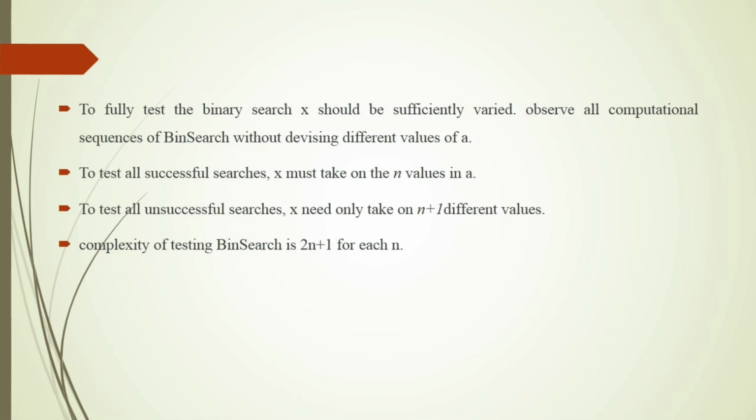For example, we should try with a value of x which is lesser than the first element, a value which is between first element and second element, like that, or a value which is larger than the last element. So like this we need to change different values of x. So n plus 1 different values to find out for the unsuccessful search. So totally we can say that the complexity of testing this binary search function is n plus n plus 1, that is 2n plus 1 for a given value of n.